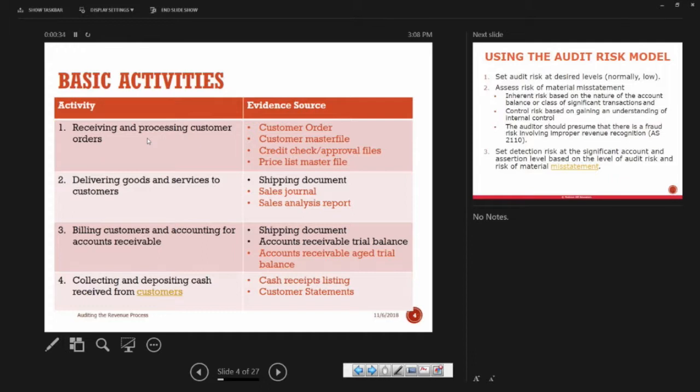With the reporting of revenue, the basic activities that you should be knowledgeable about in the revenue cycle start with order processing. So a customer calls in and places an order with the company. And the client should have controls around that process as well. So the controls would be around customer orders. For example, orders should be placed by approved customers. You don't want to see where orders can just be placed by any customer.